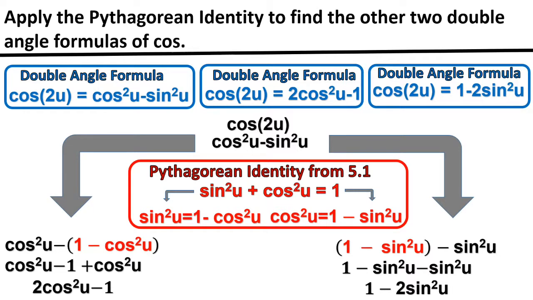There are three double angle formulas for cosine. Having three double angle formulas for cosine will save us a few steps when using it to solve equations in the future.